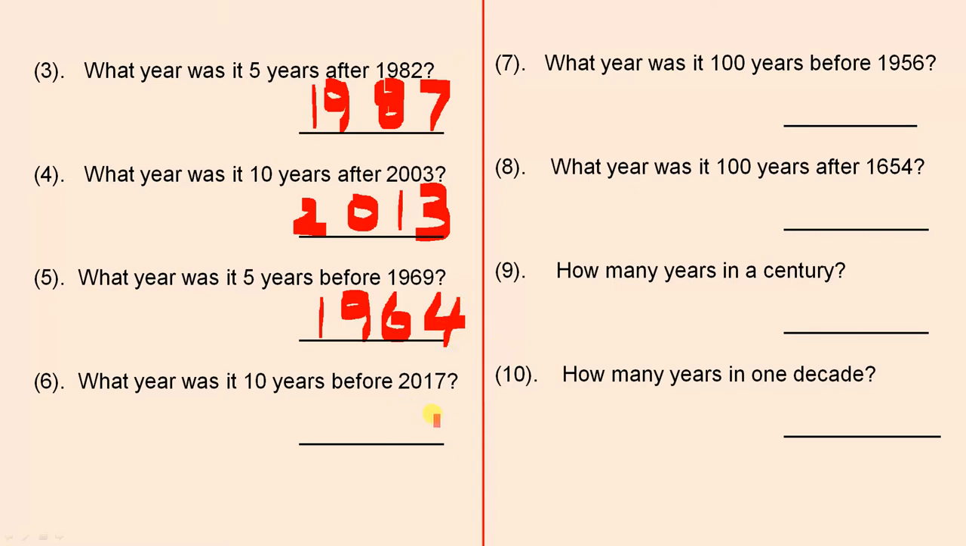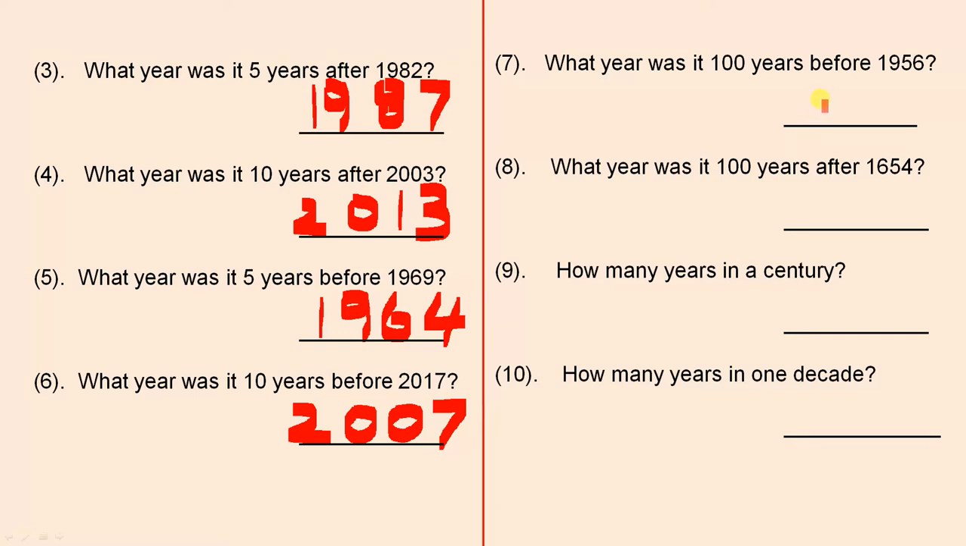What year was it 10 years before 2017? So take 10 years off that, and that gives you 2007. Because it's basically 17 take away 10 gives you 7.